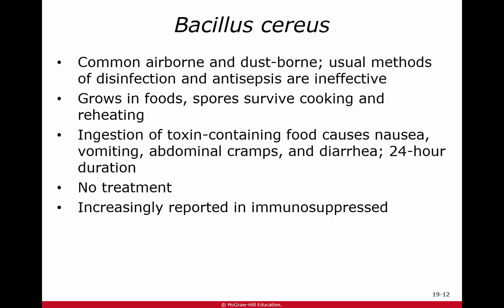Now, Bacillus cereus is commonly found in the air and in dust. And disinfection and antisepsis don't get rid of it. It grows in food, and the spores can survive the heat of cooking and reheating. When this bacteria is ingested, there's nausea, vomiting, abdominal cramps, and diarrhea. Usually lasts for about 24 hours, so most of us think it's a stomach bug. And there's not really any treatment other than treating the symptoms.